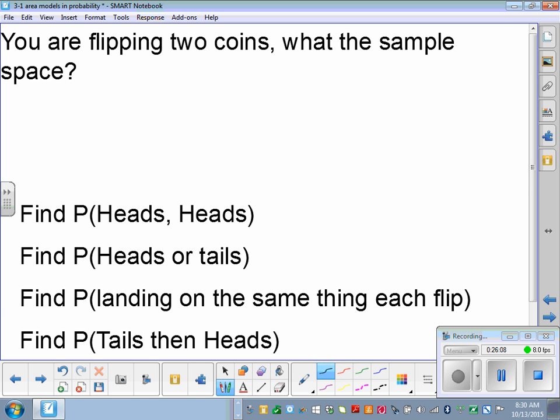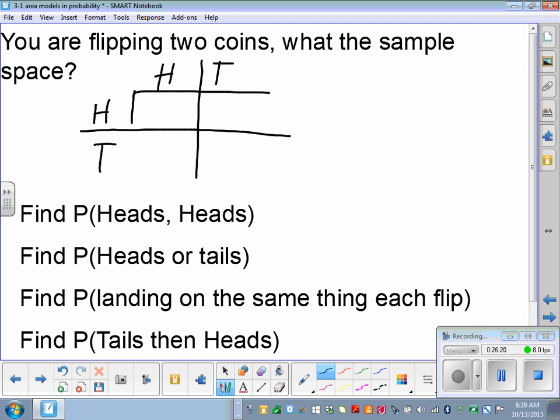So our first coin, we're either going to get a heads or tails. Very good. On my second coin, I'm either going to land on heads or tails. Now, once again, these are independent events because one does not affect the other. Okay, so here's my square. So right here, this is going to be landing on a heads and a heads, right? This is going to be landing on a tails, then a heads. This is going to be landing on a heads, then a tails. And this is going to be landing on a tails, then a tails.